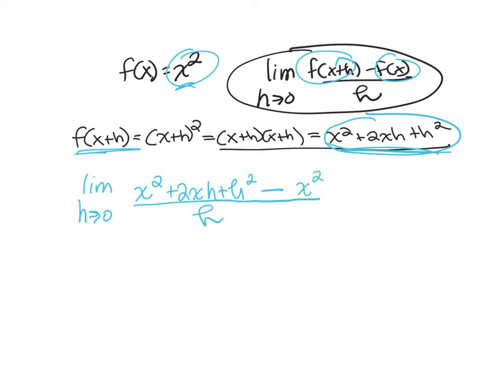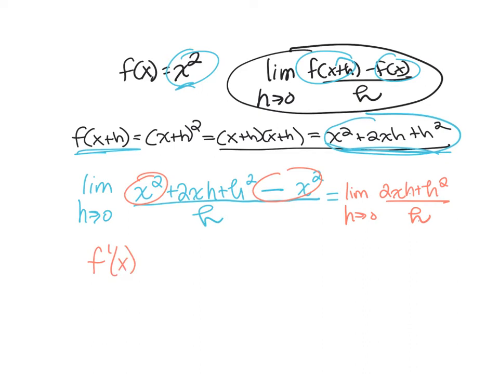The next step is to clean up that numerator, anything that can be added or subtracted. So notice that you have x squared minus x squared, so you're left with the limit as h approaches 0 of 2xh plus h squared all over h. And then you need to factor out an h. So notice that h is common to all the terms.